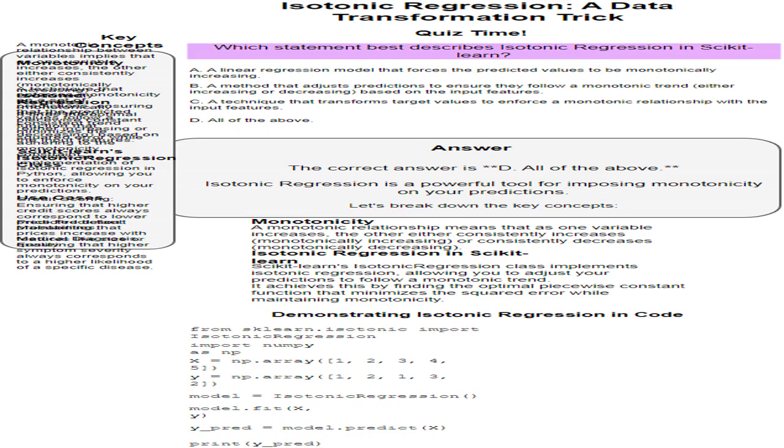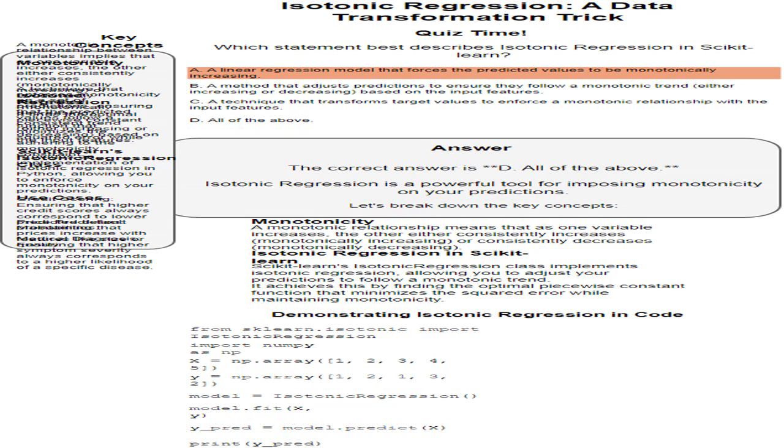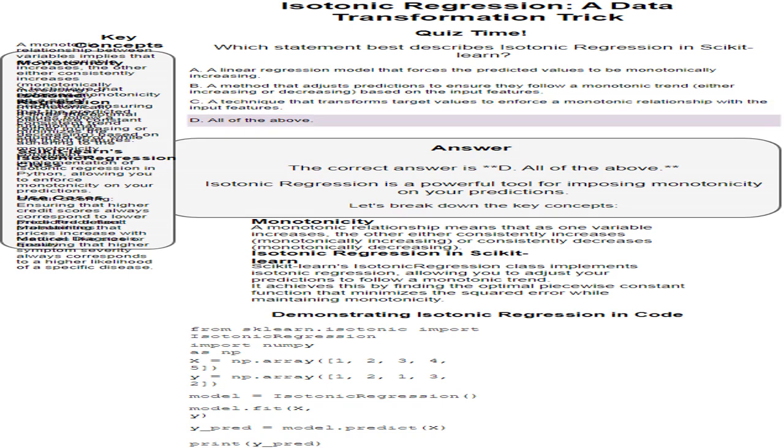Which statement best describes isotonic regression in scikit-learn? A. A linear regression model that forces the predicted values to be monotonically increasing. B. A method that adjusts predictions to ensure they follow a monotonic trend, either increasing or decreasing based on the input features. C. A technique that transforms target values to enforce a monotonic relationship with the input features. D. All of the above.